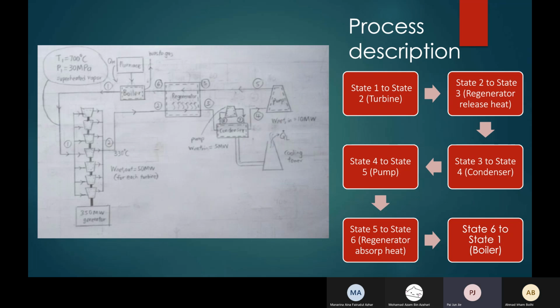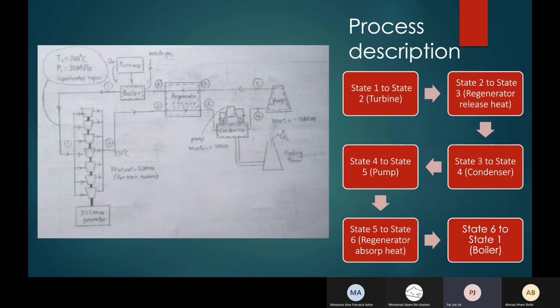Thank you, Irham. I will explain about process description and calculation. The power plant utilizes a water cycle in a closed loop. Water passes from state 1 to state 2. It flows through the turbine to generate electricity. From state 2 to state 3, the generator releases heat.